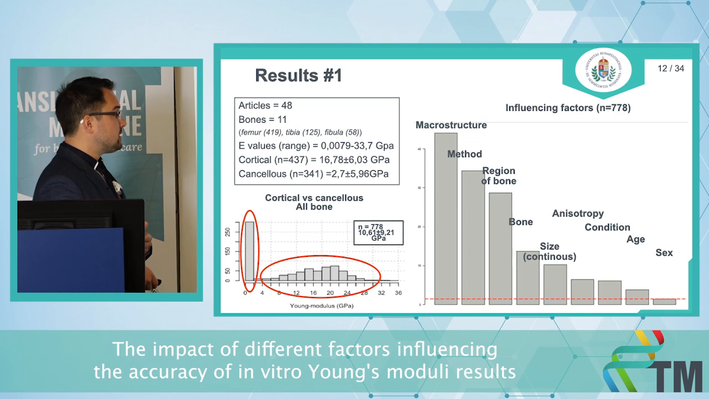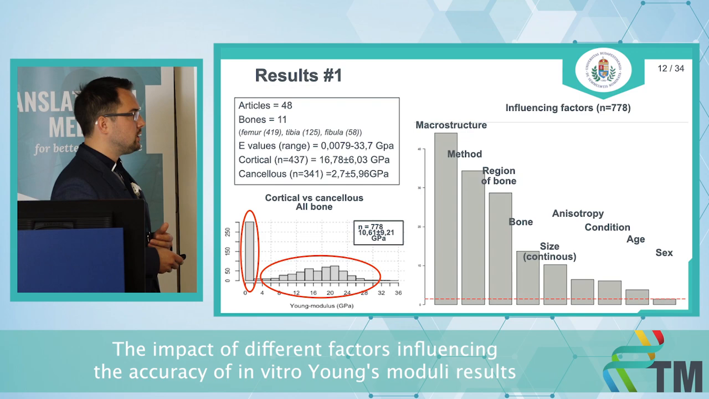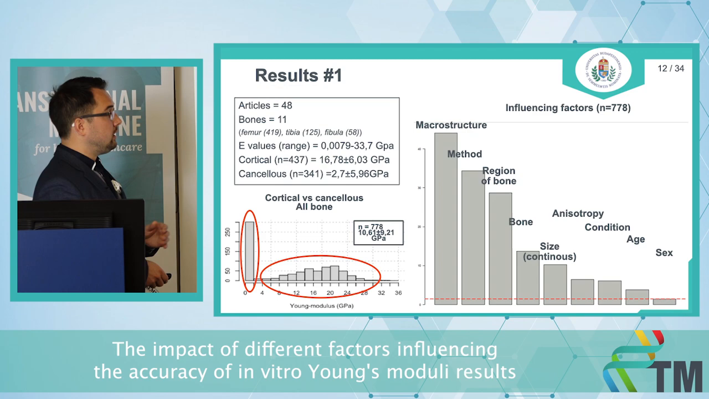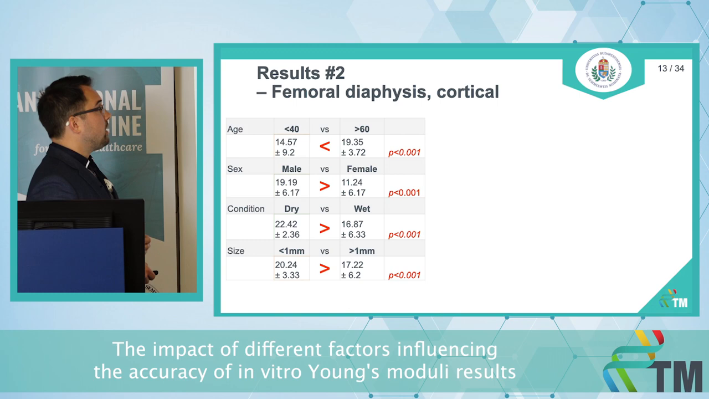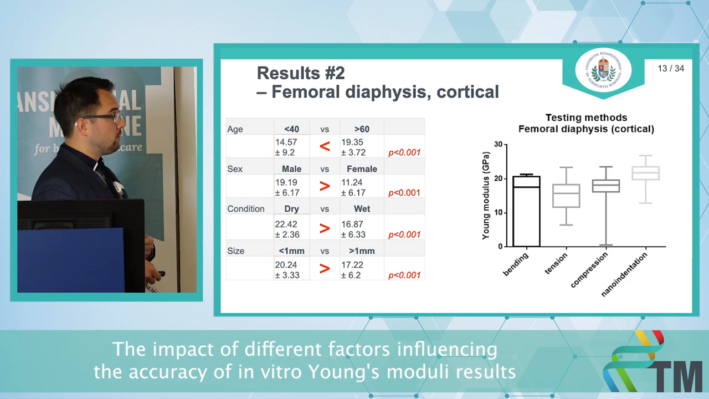There is the y-axis. This is a relative scale, and there is a red line. It is the level of significance. And you can see that the macrostructure, the methodology, how it was measured, the region of bone and the bone have a decreasing impact. However, they are all higher than the level of significance. We were measuring the femoral diaphysis, the cortical ones, and we saw significant differences in these influencing factors, and also in the methodology as well. We have found significant differences between them.